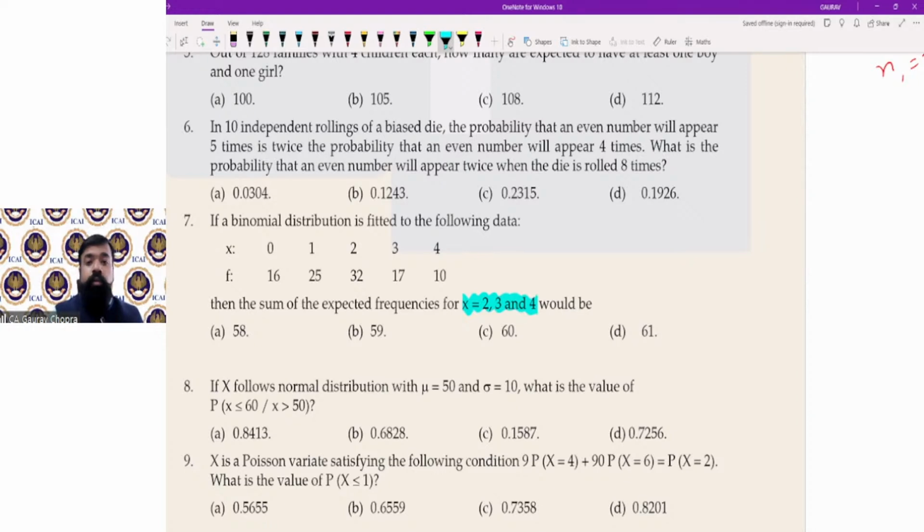So how to find the sum of expected frequencies? First of all, you have to calculate n, or you can say the frequency for x equal to 2, f2 plus f3 plus f4. So you have to solve here 3 times and then get the result. Similar tabular questions we have covered, but we are not supposed to answer tabular questions because in the exam, the tabular question doesn't come.